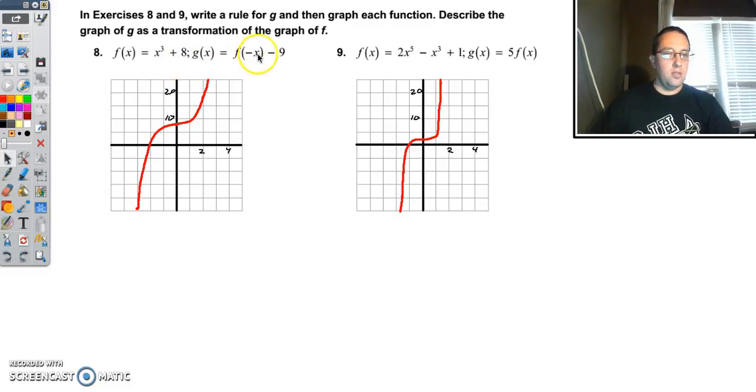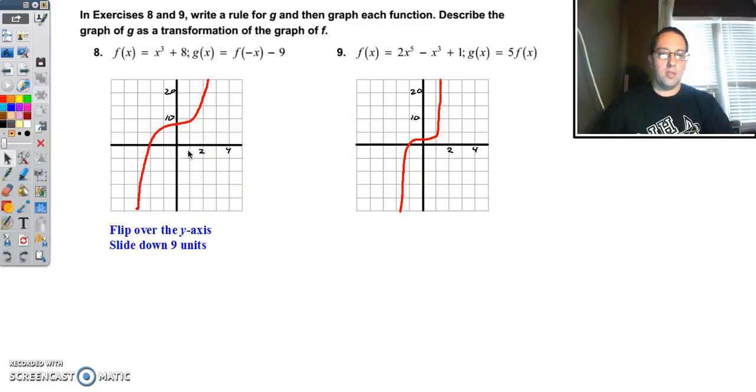Alright. So what do we got here? We have a negative x, so that's in the B position. It's negative, so it's a flip. It's in the B, so it's horizontal, so it's going to be flipping this way over the y-axis. And we've got that negative 9 there, that's in the K position. So we have a flip over the y-axis and slid down 9 units.